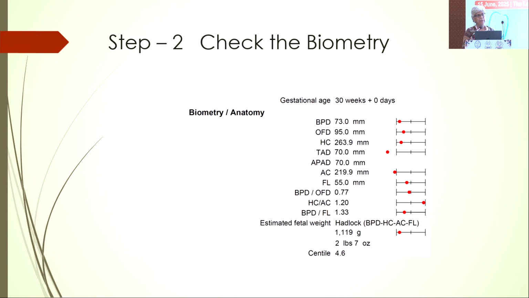Then the next step is we have to check the biometry. So what are the parameters? Biometry includes head circumference, abdominal circumference, femur length, and estimated fetal weight. Whichever parameter is going on the lower side, we can assign with that. So now my question is, after seeing the biometry, what is your next step? Can anyone answer? What should we do next?